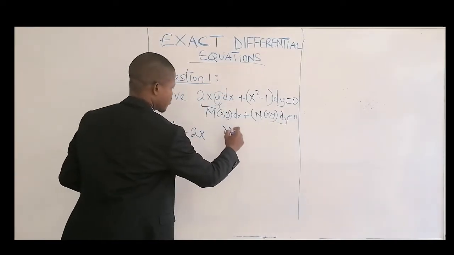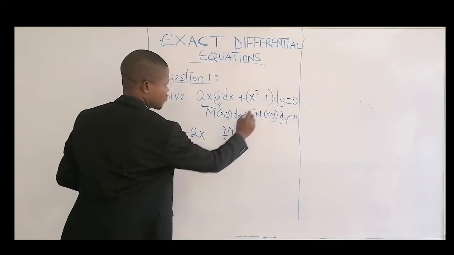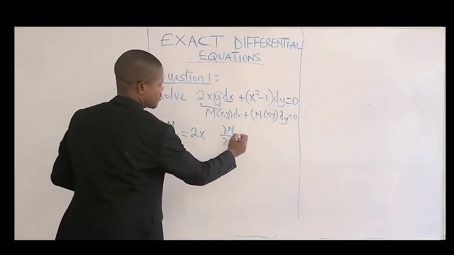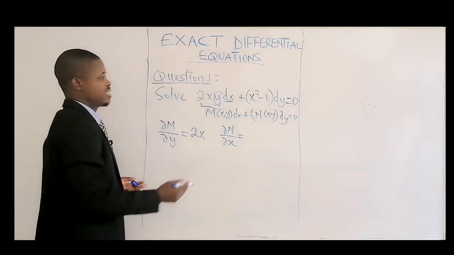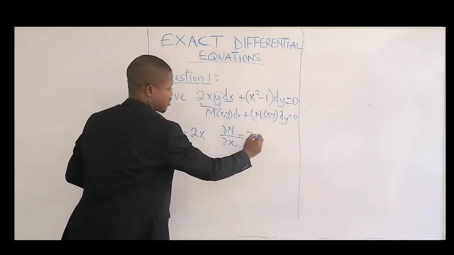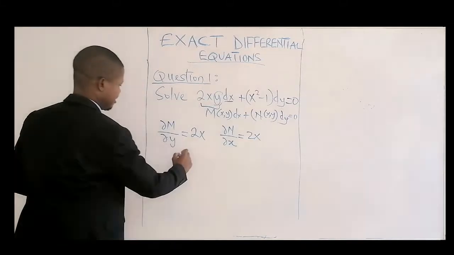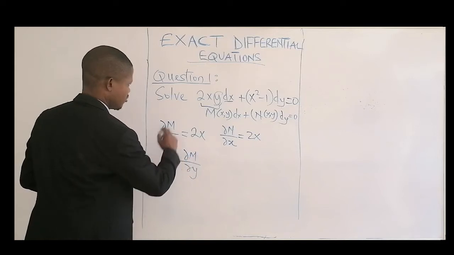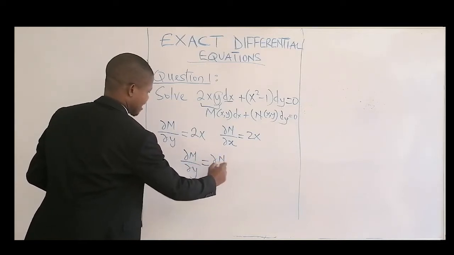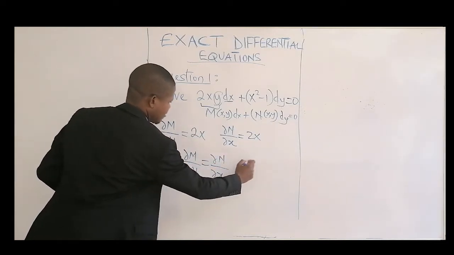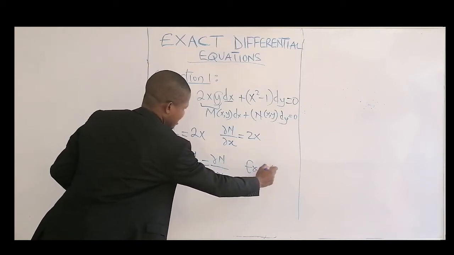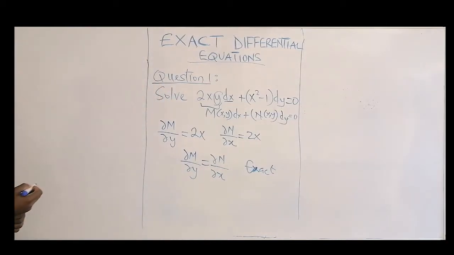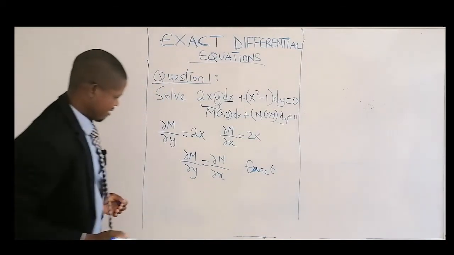Can we also do it for the N? Differentiate this function N with respect to x. If you do that, and we are lucky here, this is just one function we have here. So it's 2x. So the two expressions, or the two functions, are exact. This is exact. This is exact. And if it is exact, what do we do next?